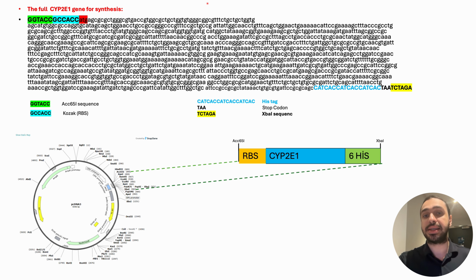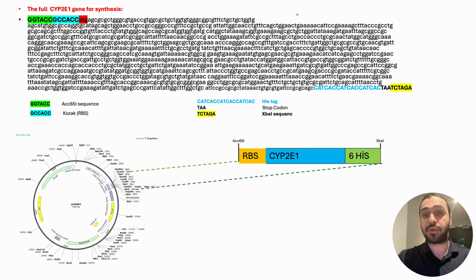In the first figure, you can see the full CAP2A1 gene designed for synthesis. I selected Acc65I for the 5' end, XhoI for the 3' end. The restriction sites are not present within the CAP2A1 gene, which allows clean insertion without cutting the gene of interest. Using two different restriction enzymes ensures directional cloning, so the gene is inserted into the MCS in the correct orientation. Additional elements such as the Kozak sequence, His tag, and stop codon were included.